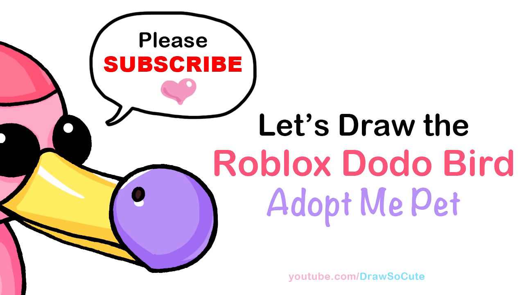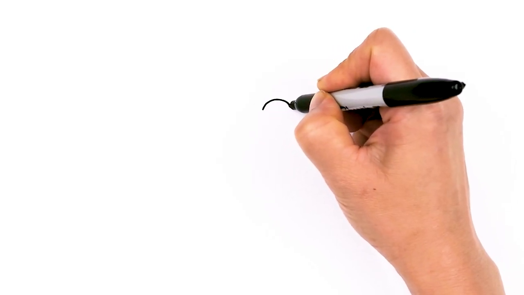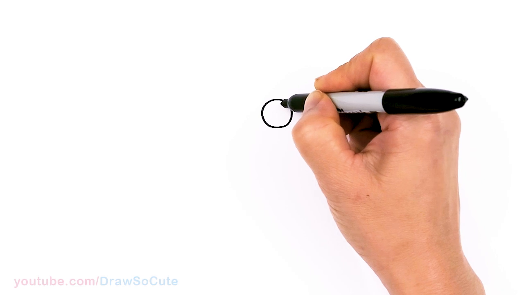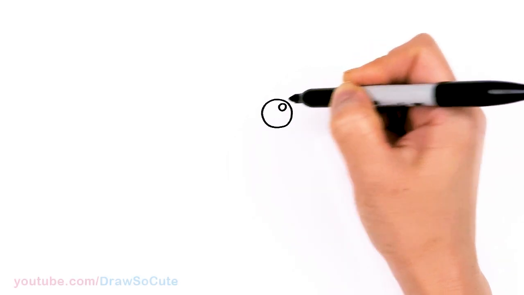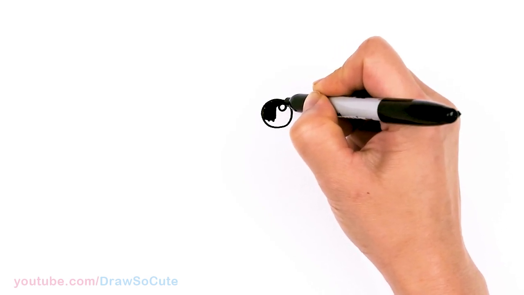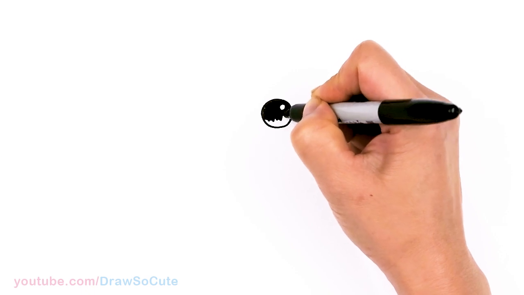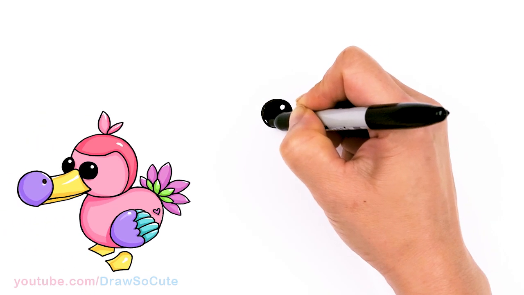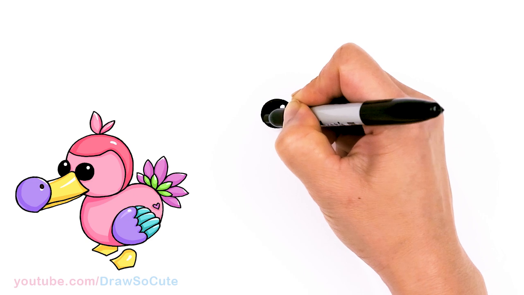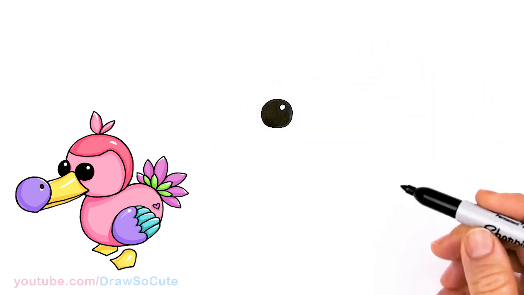Today we're going to draw the Dodo bird from Roblox Adopt Me Pet. So let's get started. To draw this silly dodo bird, let's first start by drawing its eye. So I'm going to come right here and draw a big circle. And I'll come in here about in this area and draw another circle for a highlight and shade it all in. There, so I have one big eye in.